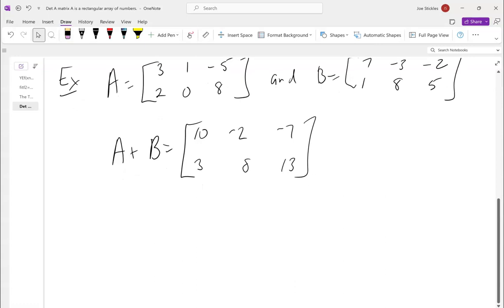So, in any event, is that okay? Adding, not too bad, right? How do you think you would subtract? Same way. Yep. If you want to subtract two matrices, you do the exact same way.